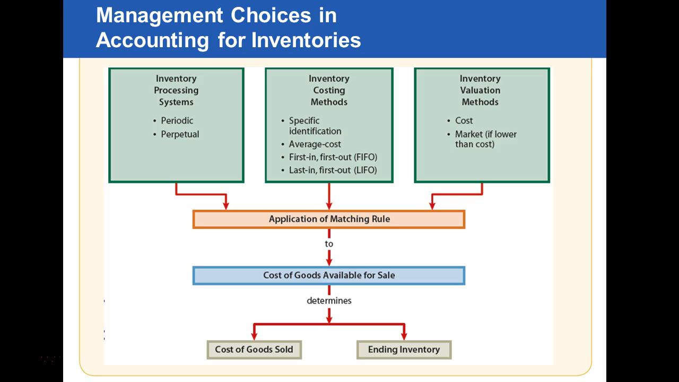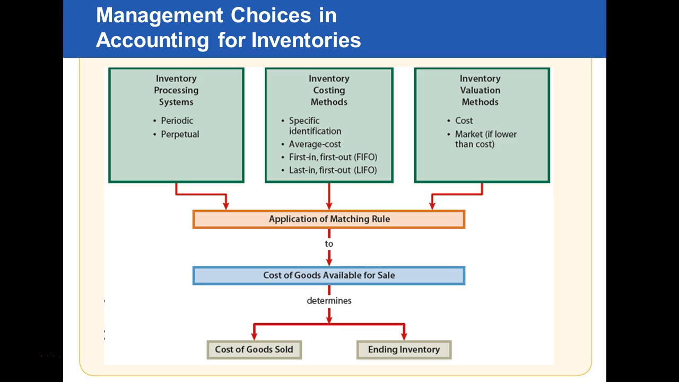Then there's another thing we have to look at, the inventory costing method. Are we going to cost that inventory based on specific identification? Are we going to take an average cost of all of the goods? Are we going to use what we call FIFO, where the first goods that we paid for are the first goods we sell? Or are we going to use something called LIFO, where the last goods we paid for are the first goods we sell? We've got to figure out which method we are going to use.